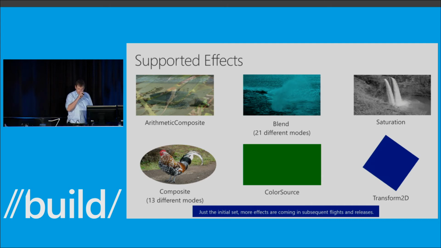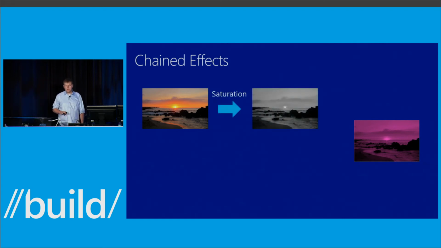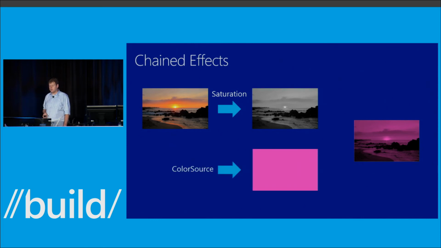So let's take a look at a simple example of where we might use this. So let's say we start with this full color image, but what we want to end up with is this pinkish purple one on the right. We'll do that by creating 3 effects. The first one is saturation, that will take it all the way down to a monochrome image. We'll use a color source in order to create the pink color, and then we'll finally blend it together to get the pinkish purple color. So this is a simple example of how you can start to combine the different effects to really customize your UI.